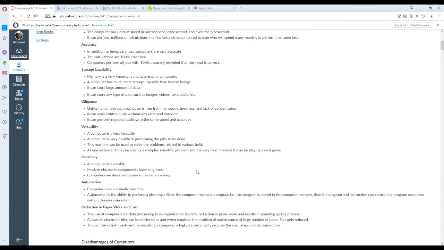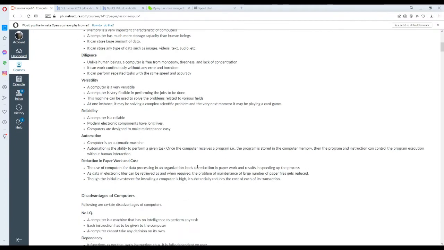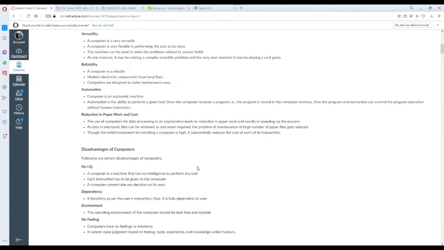Computers are also versatile, they can perform more than one particular job. They are reliable. Their components have long lives and maintenance is easy. Computers also provide automation. It is an automatic machine. Once you program something, it will perform that task with the same accuracy, the same speed, and the same reliability. It also provides reduction in paperwork and cost.